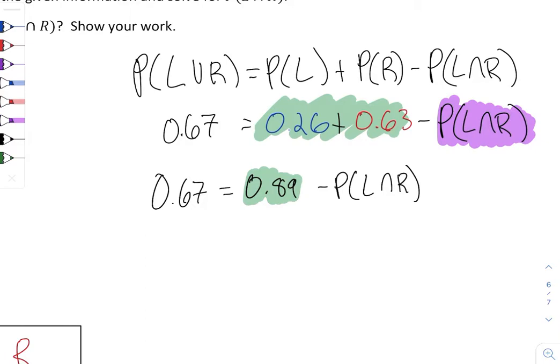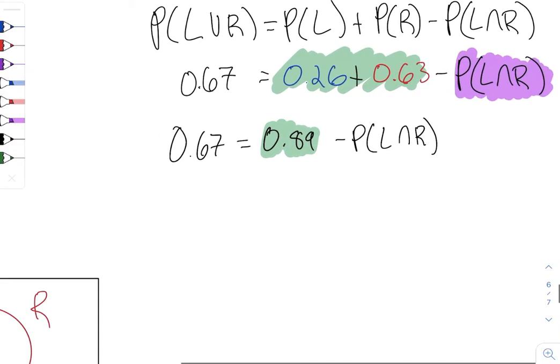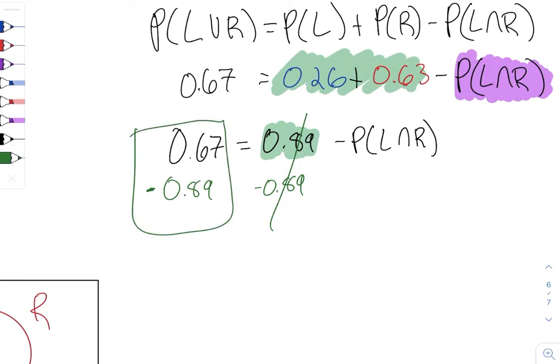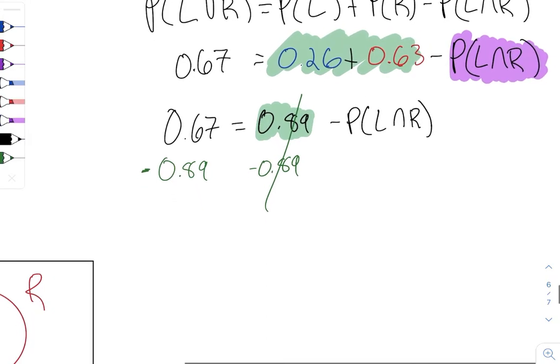And then I'm going to subtract out 0.89 because I want to get that intersection by itself. So the opposite of a positive 0.89 is subtracting 0.89. That turns to 0, so it looks like it disappears. And on the left side, I forgot the minus. Don't do what I did. We're going to subtract those. Now, this needs to be done in order. So top minus bottom is going to give us a negative answer. You need to be careful with that. We're going to end up with a negative 0.22.